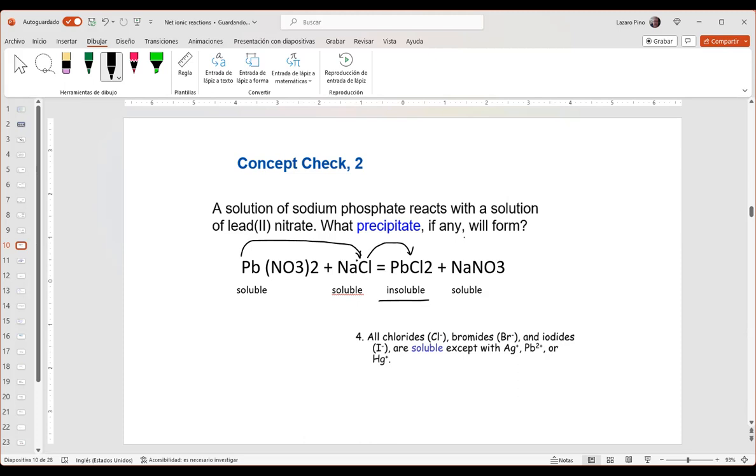And then you take the cation in the second compound and you combine it with the anion in the first one, and they make sodium nitrate, that you know is soluble, because all the salts of sodium and all the nitrates are soluble. So in this reaction, we get a solid. It's a precipitate because this compound is insoluble.